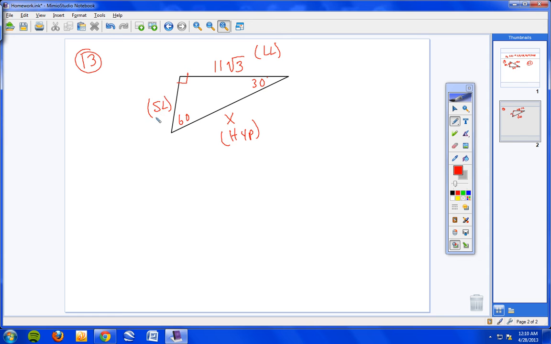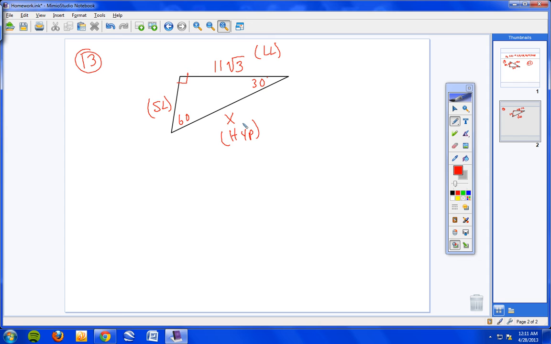Now here's the problem. They want us to find the hypotenuse, correct? But the only way I've ever learned to find the hypotenuse in a 30, 60, 90 triangle is when I know the shorter side. The hypotenuse is always twice as big as the shorter leg, and I don't know what the shorter leg is. So I think it'd be really wise to find the shorter leg first, and then once I find the shorter leg, I'll know what the hypotenuse is.